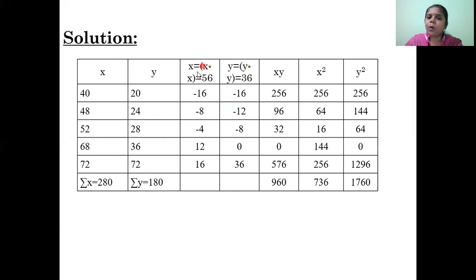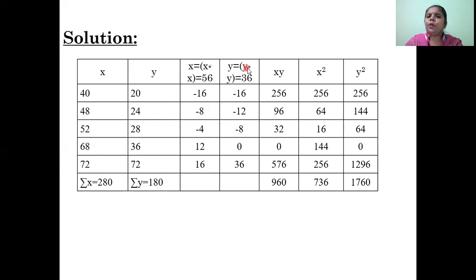Next, we have to find out the x value. How to find out the x value? x minus x mean. x is 40 minus 56, minus 16; 48 minus 56, minus 8; 52 minus 56, minus 4; 68 minus 56, 12; 72 minus 56, 16. Like that you have to compute the x value.